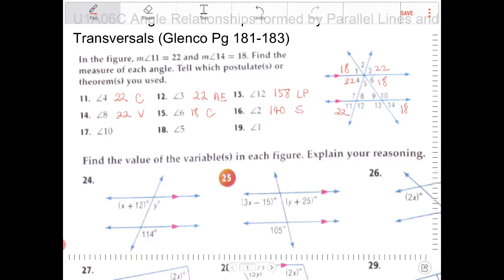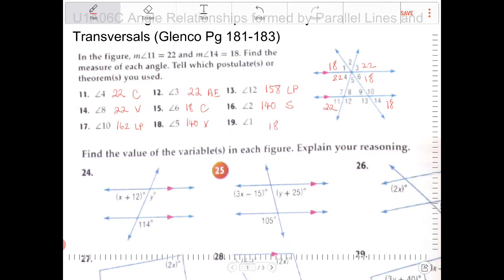I need to now find angle 10. I know that 14 and 10 are a linear pair, so therefore angle 10 will be 162. And this is because of linear pair. Angle 5 is going to be congruent to angle 2, and that is because of vertical angles, so it's 140. And lastly, I need to find out what angle 1 is. Angle 1, I did that a moment ago, and that is 18, and that's because of vertical angles again, with angle 6. Okay, moving on.